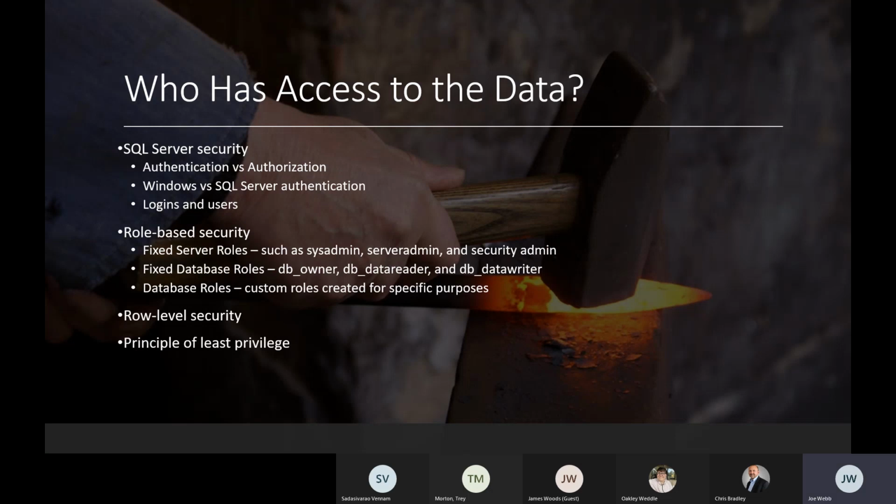And we certainly want to adhere to the principle of least privilege. So when we assign a user to a particular role, we certainly don't want to grant them access to more than they need, or give them more power than they need, or more privileges than they need. And so inside of SQL Server, we want to restrict or limit who has access to the data.